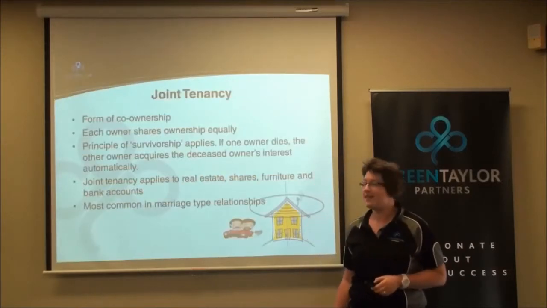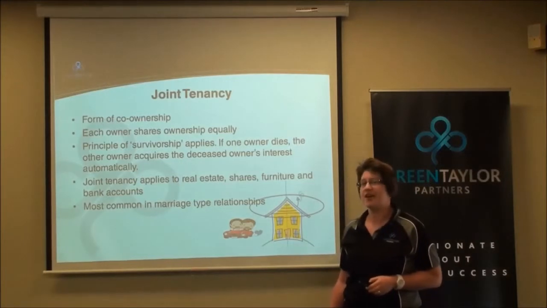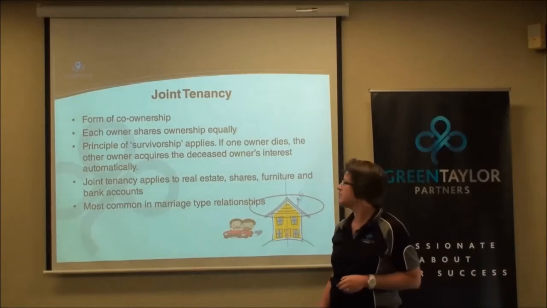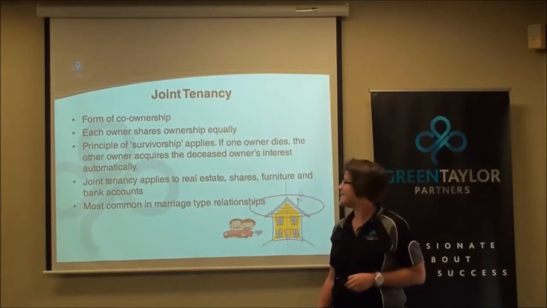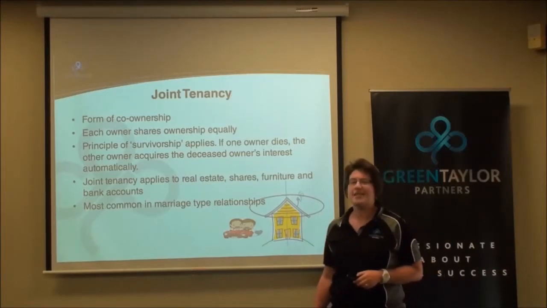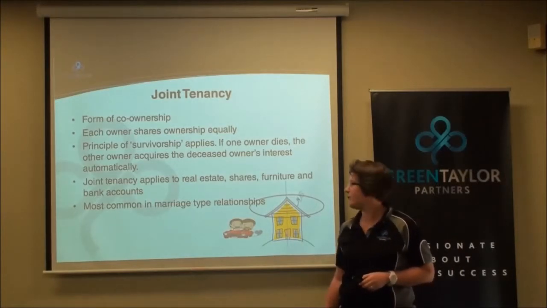Joint tenancy can be defined as a form of co-ownership. Each owner shares ownership equally and the principle of survivorship applies. If one owner dies, the other owner acquires the deceased owner's interest automatically. Joint tenancy applies to real estate, shares, furniture and bank accounts, and it's most common in marriage-type relationships.